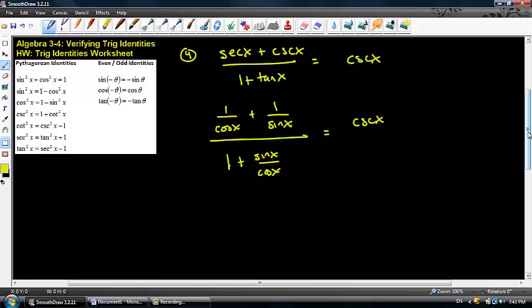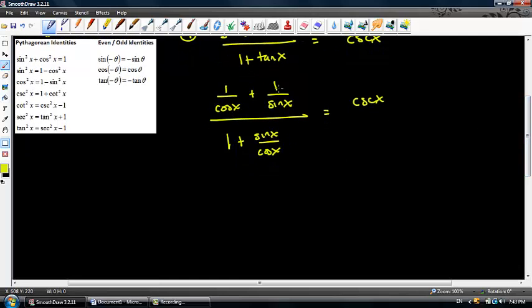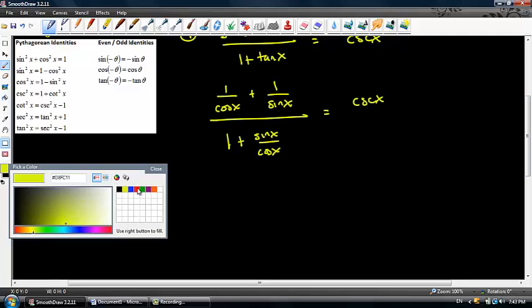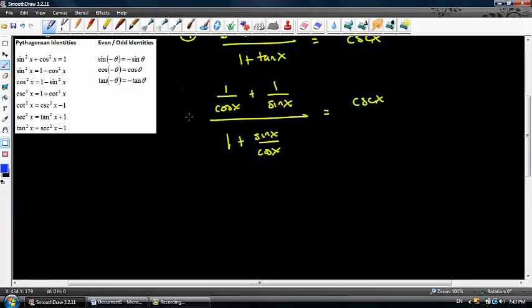Okay, so let's take this one half at a time. I'm going to go ahead and find the common denominator up top here. That is going to be, just like in the last problem, sine x cosine x. So I'm going to go ahead and multiply the right side by sine x.